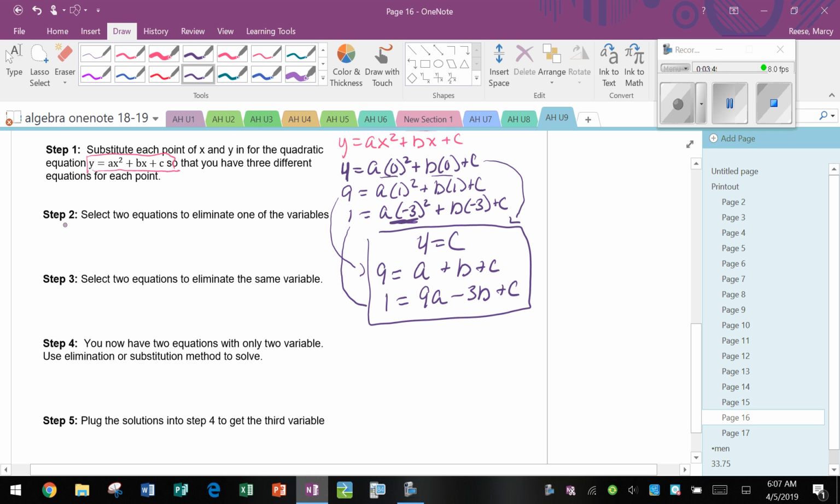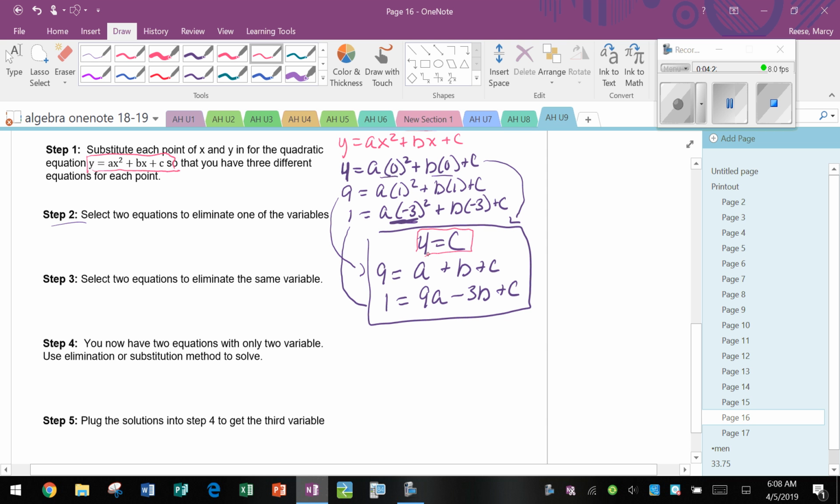Okay? So step 2, these are the steps that I wrote when we actually did the 3 systems. You can go back to your notes from systems of equations and look at that. It's unit 3, the last lesson we did. It says for step 2, select 2 equations to eliminate one of the variables. Well, guess what? We have one of the variables already. We know that c is 4.